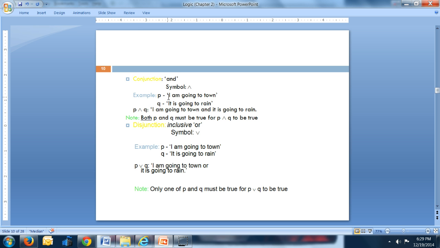Here is an example for conjunction, and we use that symbol for the and. So we say P and Q: if P was, I am going to town, and Q, it is going to rain. Now that is the conjunction. The disjunction is the or statement. I am going to town, that's P. Q, it is going to rain. So P or Q: I am going to town or it is going to rain.